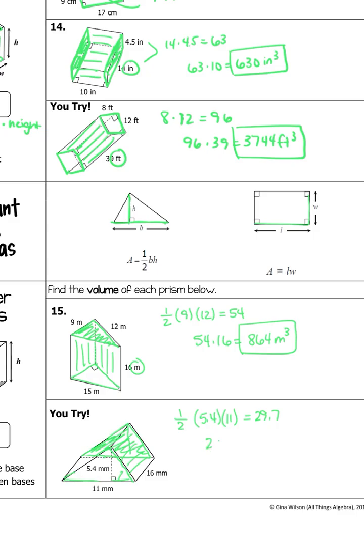So I'm going to take that 29.7 times 16. And I'm going to get 475.2. And my units were millimeters. And we're going to cube that. And that is all you do for those. So let me know if you have any questions.